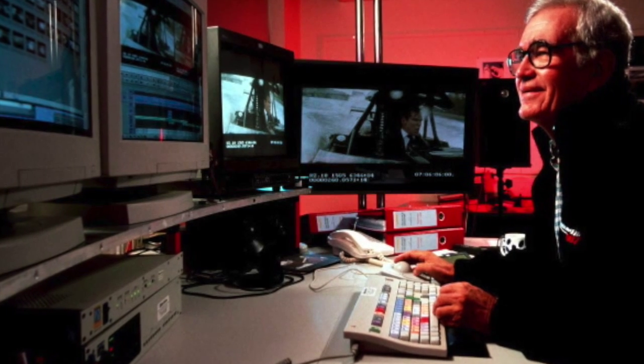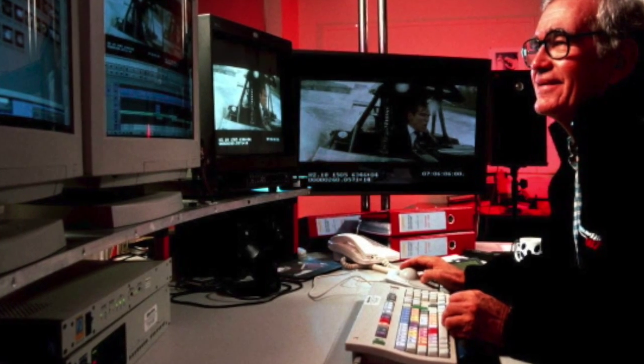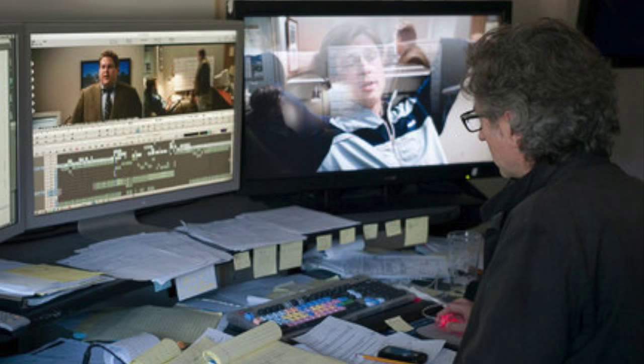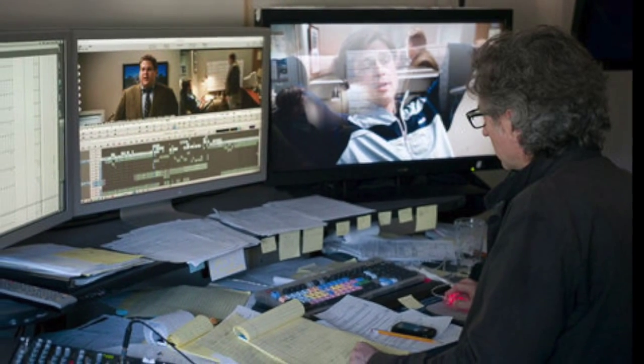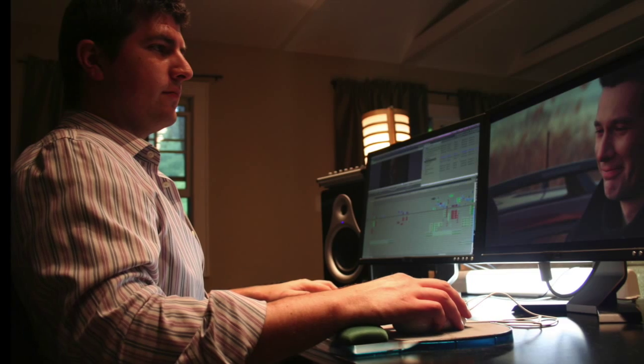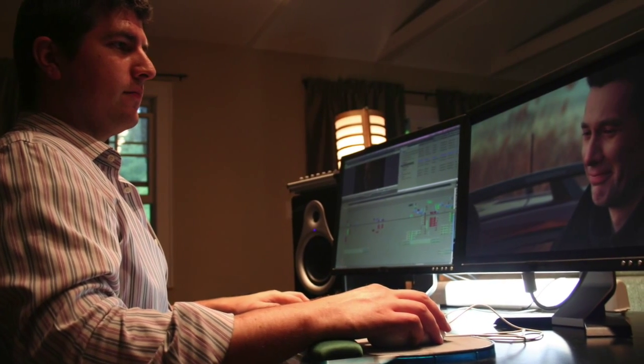Editing a film is a very delicate process. Not only does an editor assemble a scene with a series of shots, but he also determines how long those shots should last, the rhythm of the shots, and how to create each scene in such a way that is cohesive to the film itself.